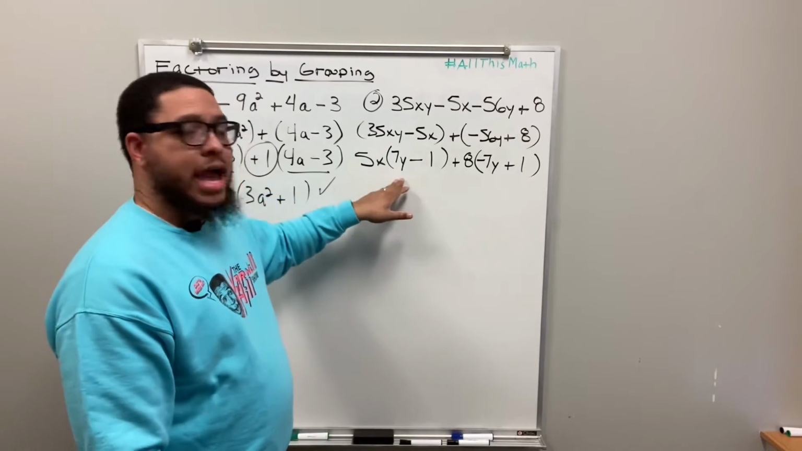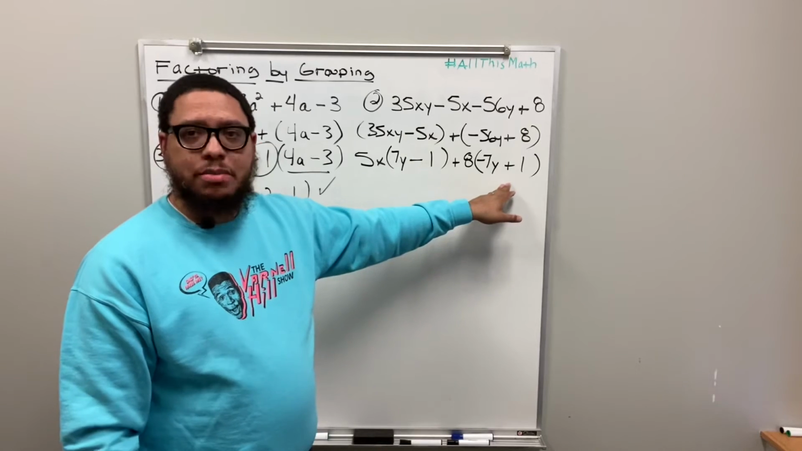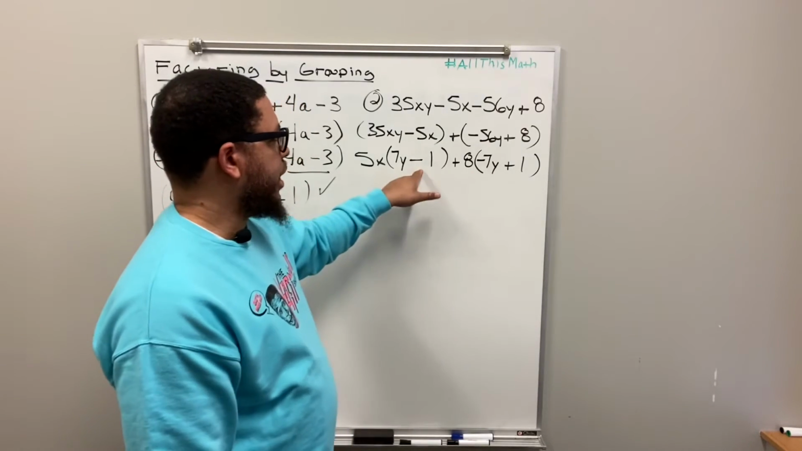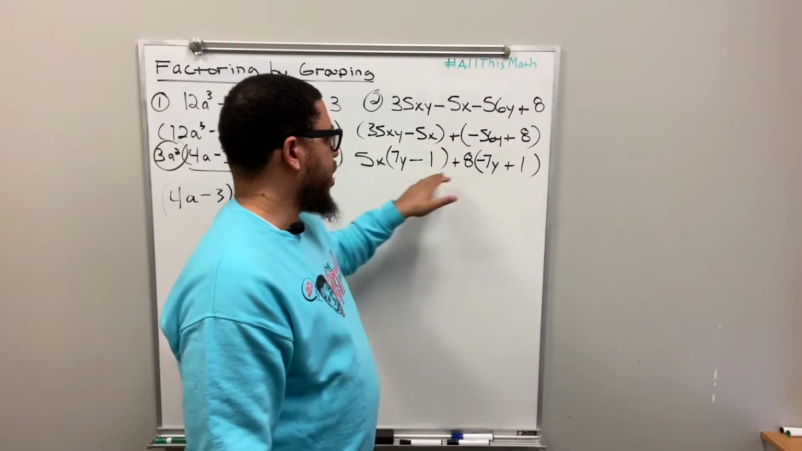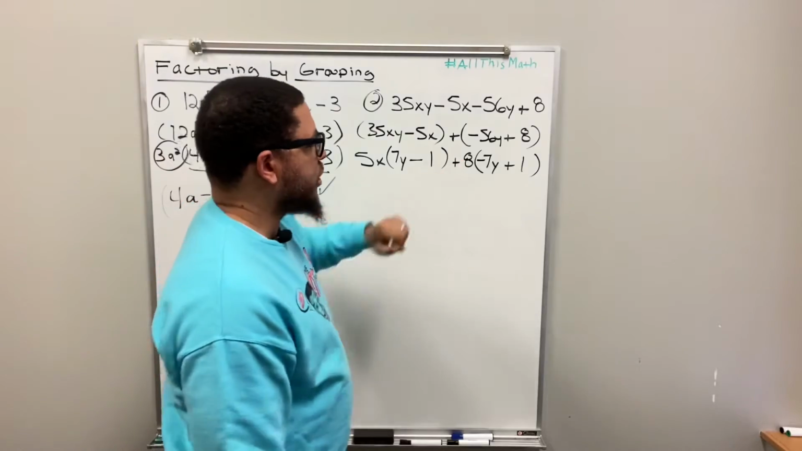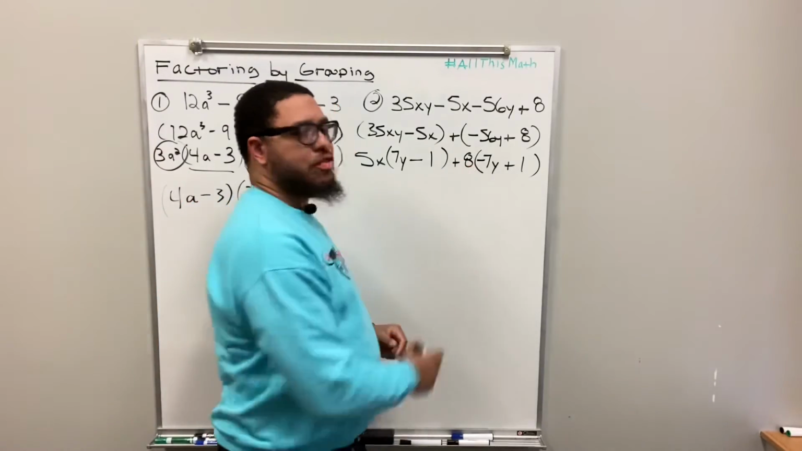A positive is like having money. A negative is like owing somebody money. Those two are not the same thing, right? And then I got a negative 1 and a positive 1, right? They're not the same thing neither. But check this out, though. Notice how I pulled the positive 8 out for my GCF.